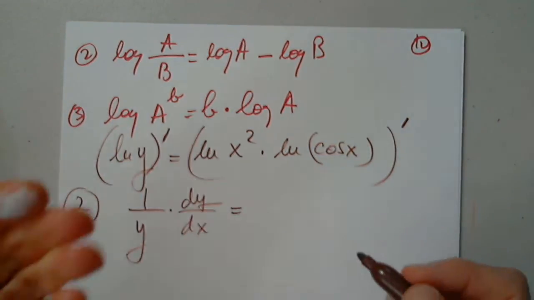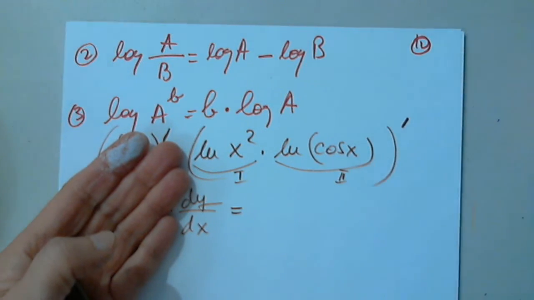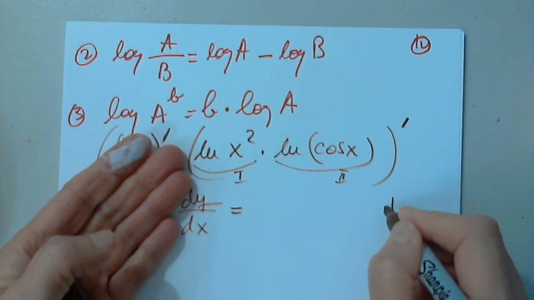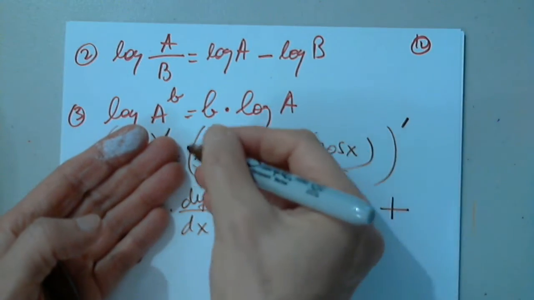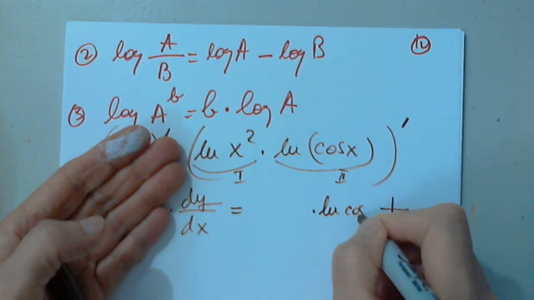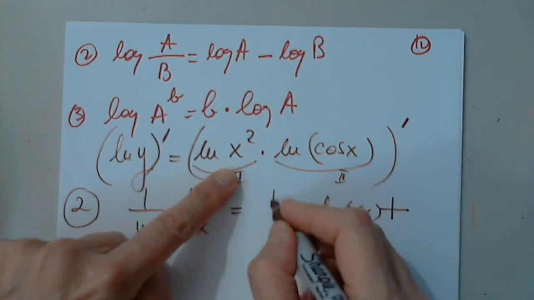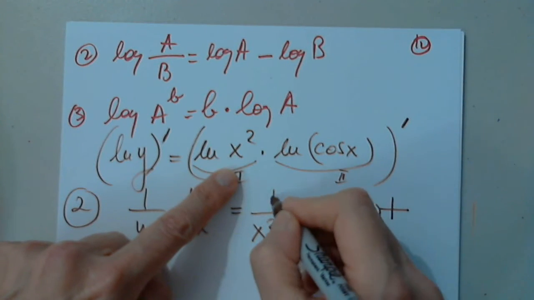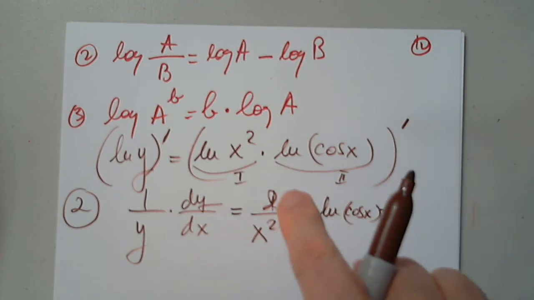Done. Now on the right-hand side, a product. Function 1, function 2. When I differentiate, I know that this has to be a sum. Can anyone differentiate this for us? So I put it here. And then times natural log of cosine x. But I have to differentiate this first. 1 over x squared times 2x. Very good. Times 2x. Awesome. 1 over the function times the function prime.